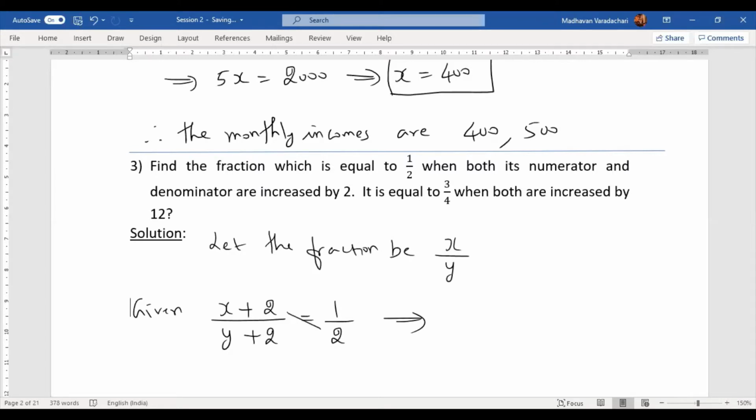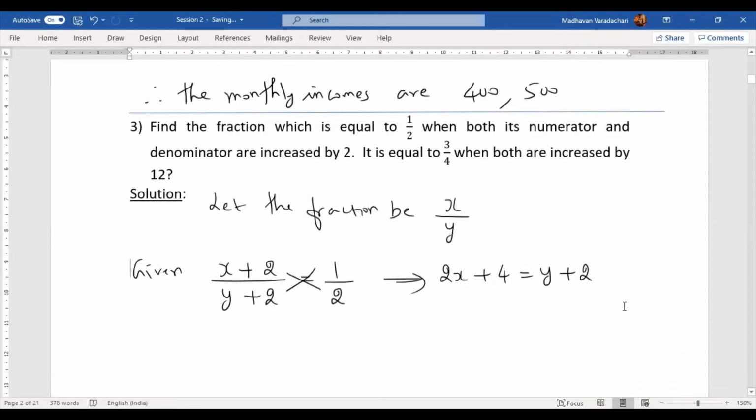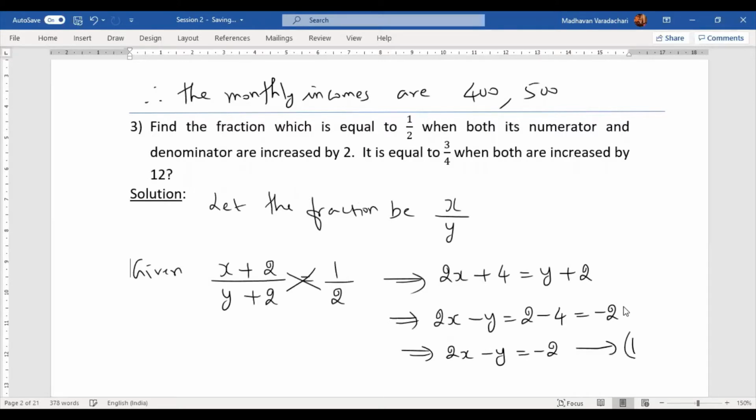Again, cross multiplying these two, we get 2x plus 4 is equal to y plus 2. Means 2x minus y is equal to 2 minus 4, which will be negative 2. Or simply I can write it as 2x minus y equal to minus 2. Call this as equation 1.